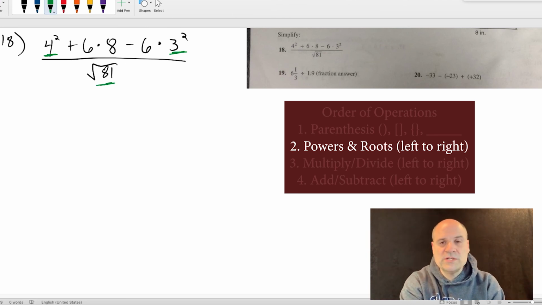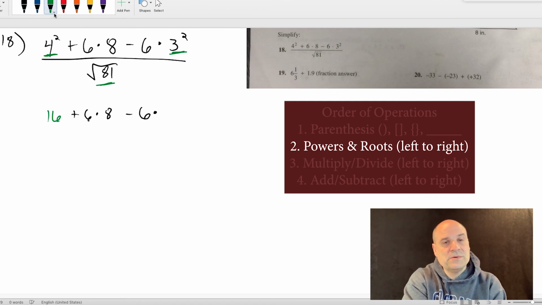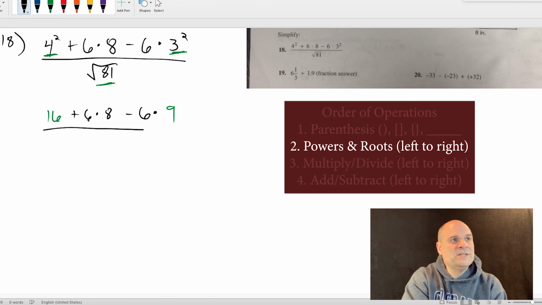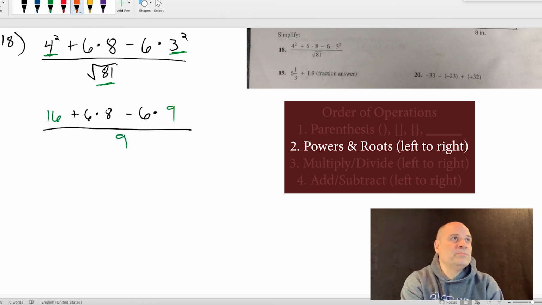Let's rewrite 4 squared. What's 4 squared? It's not 4 times 2. It's 4 times itself, so that's 16 plus 6 times 8. I'm just doing the exponents and roots. 3 squared is 3 times itself, which is 9, all divided by the square root of 81. What times itself equals 81? That's 9. Next step, please excuse my dear: multiplication and division.